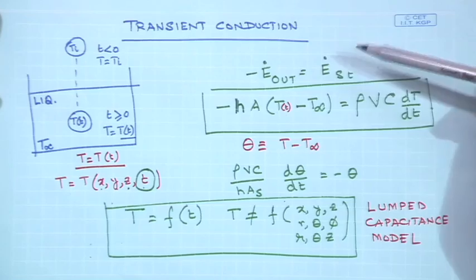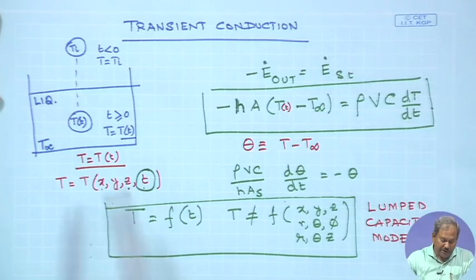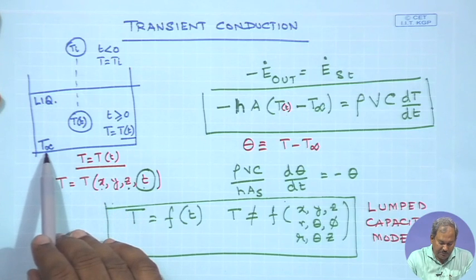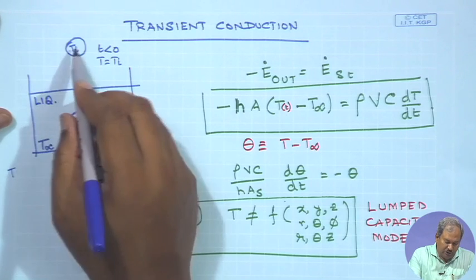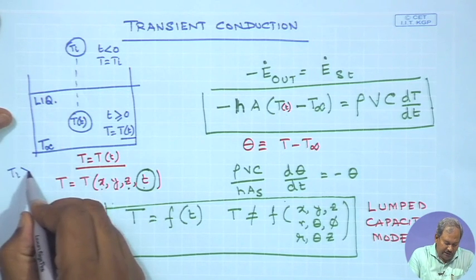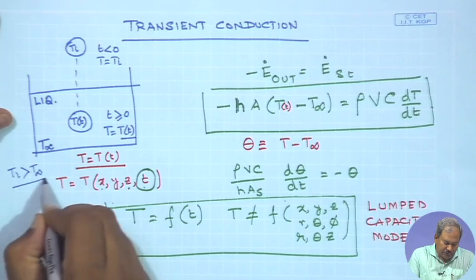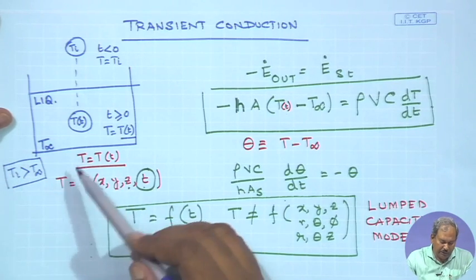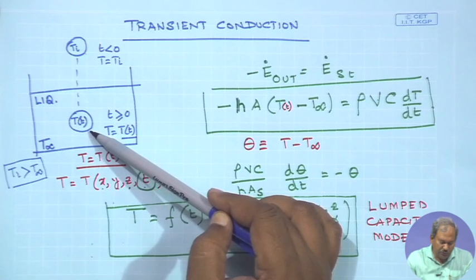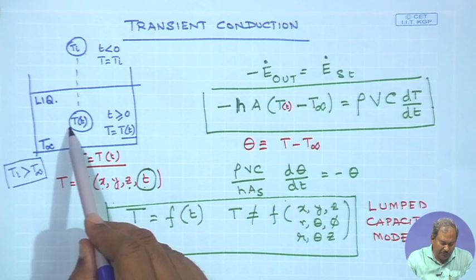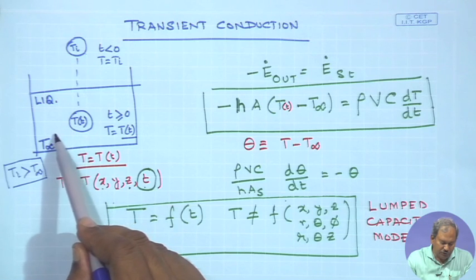So, here we have the case of a transient conduction in which there is a liquid whose temperature is T infinity, and the temperature of the object initially T I is greater than T infinity. So, this is essentially a quenching process in which the temperature of the object would reduce with time because of convective heat transfer from the walls of the solid to the liquid.